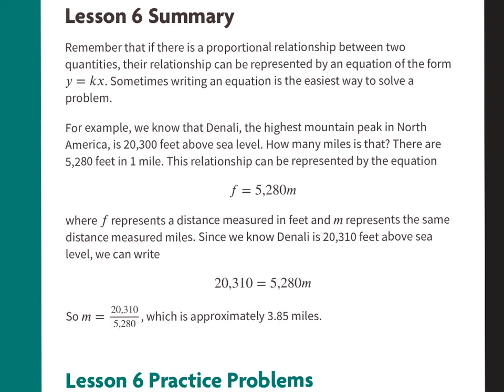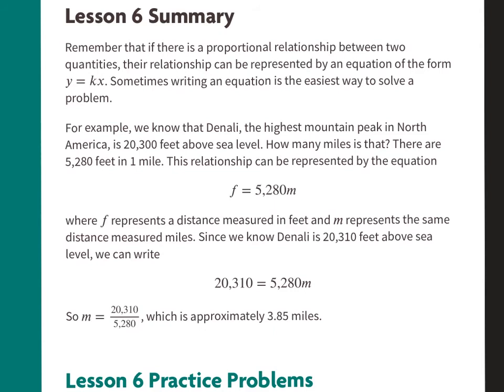For example, we know that Denali, the highest mountain peak in North America, is 20,310 feet above sea level. How many miles is that? There are 5,280 feet in a mile. This relationship can be represented by F equals 5,280 times M, where F represents the distance measured in feet and M represents the distance measured in miles. Since we know that Denali is 20,310 feet, we can plug that in for F. So we get 20,310 equals 5,280 M.